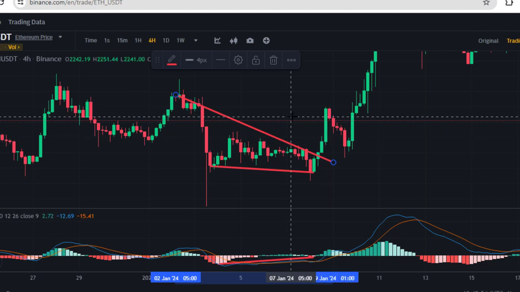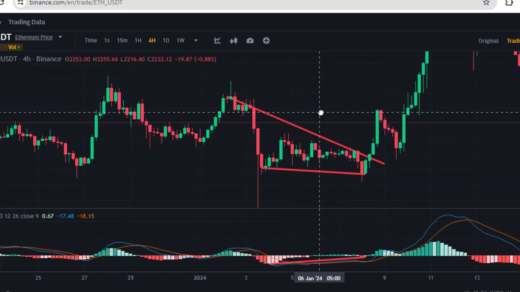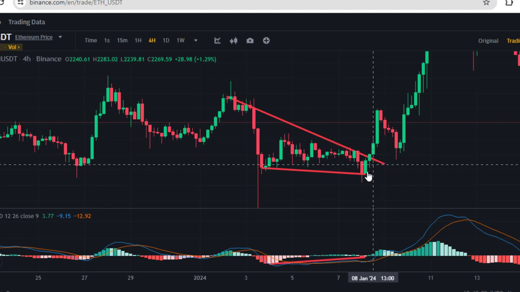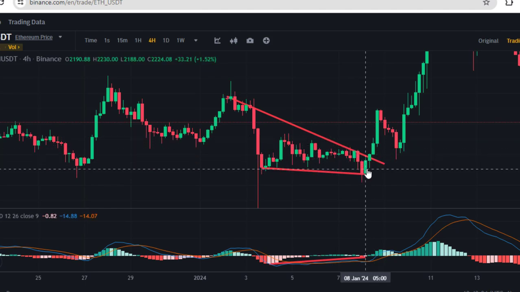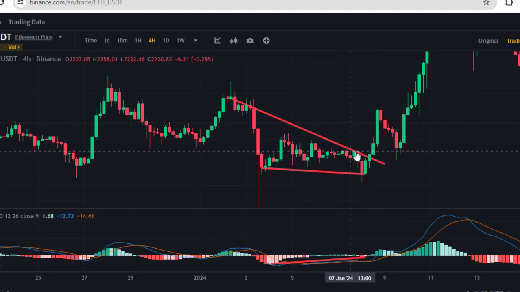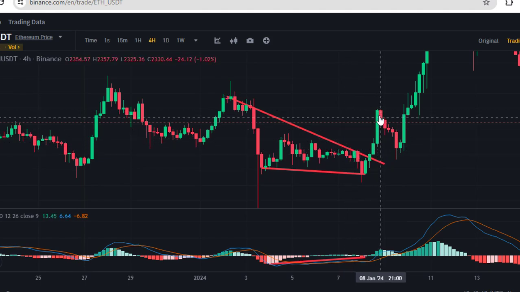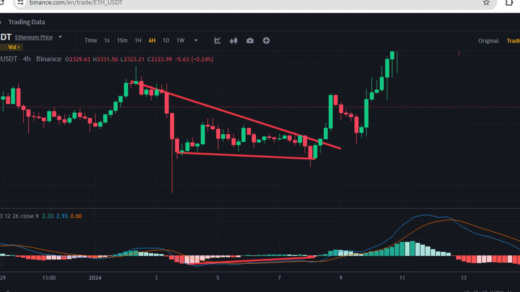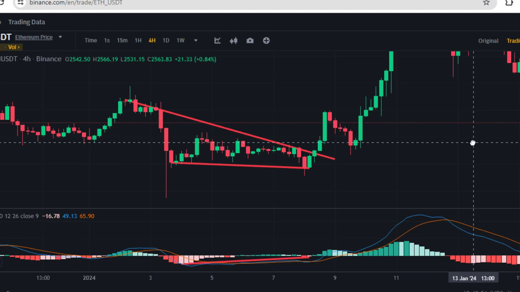The entry confirmation 2 that you need to pay attention to right here is break of structure. As you can see, the market moved down and then moved up a little bit, breaking this little resistance that we see at this point before this move to the upside. So once these two confirmation conditions are reached, we can now take our trade and place our stop loss and our take profit target.